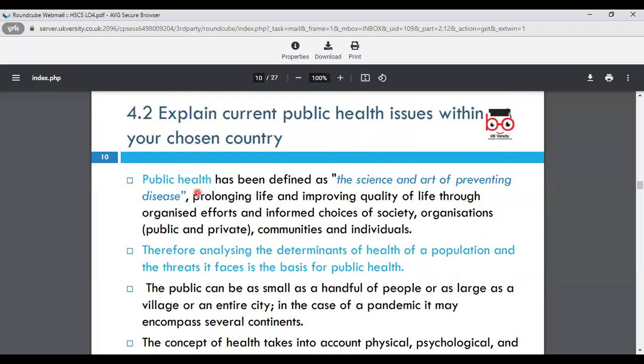If you prevent that disease, you're not going to have the burden of carrying the disease, and then the burden goes on the NHS also, because there should be more treatment facilities and more follow-ups. Prevention is just a word; it's hard to get to that level, but they're trying their best. This is done by prolonging life and improving quality of life through organized efforts and informed choices of society, organizations, public and private communities, and individuals.